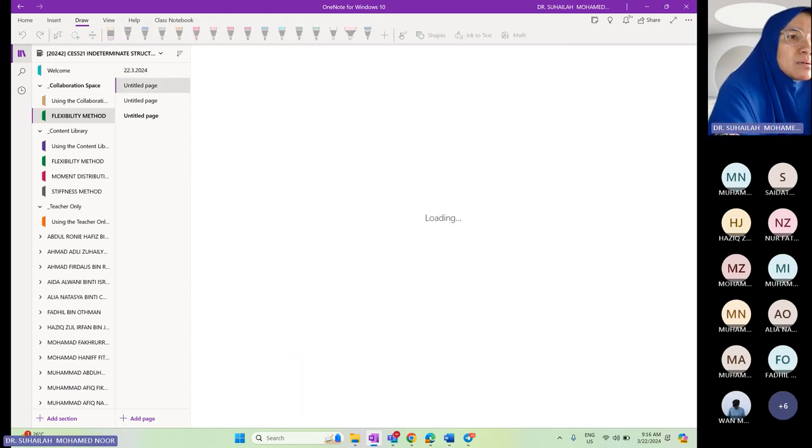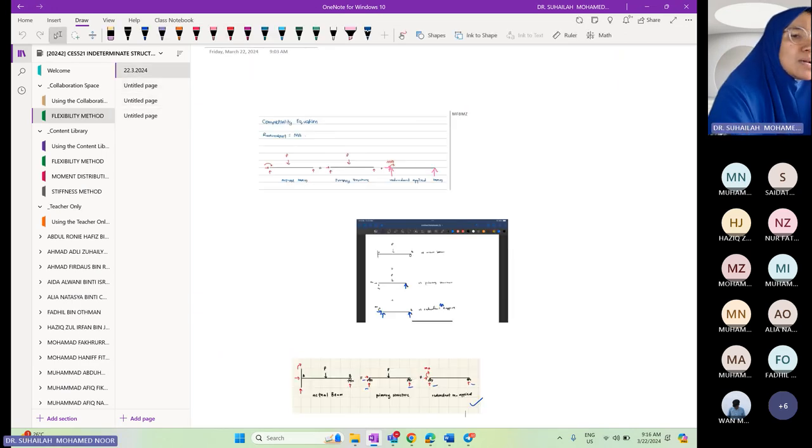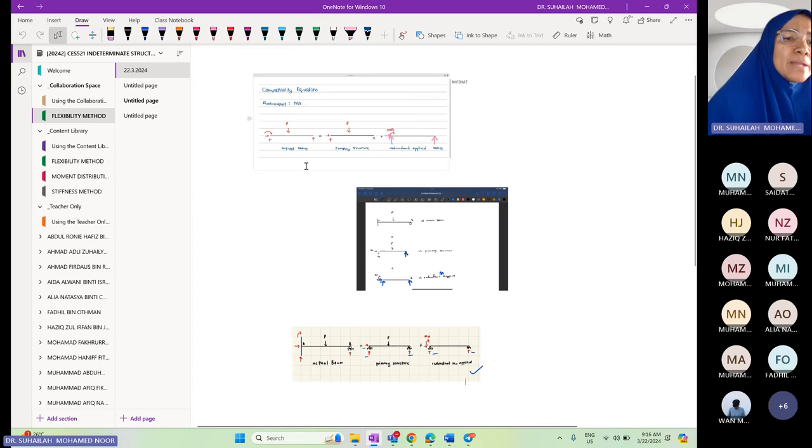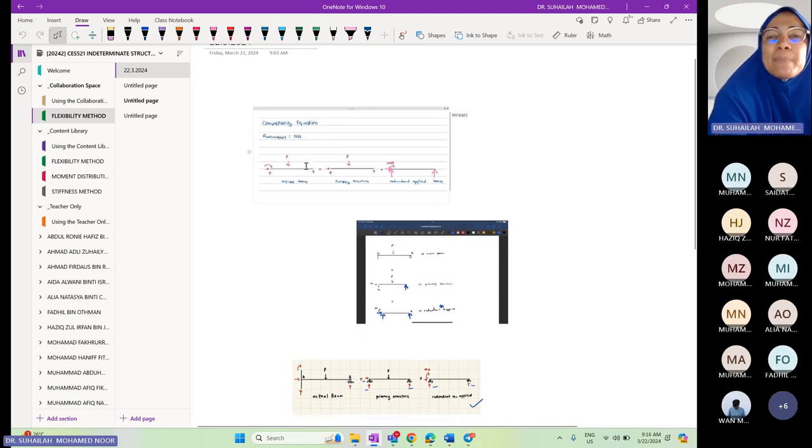Ada yang tambah pages ke? Takkan. Okay. Letak dekat yang saya bagi tu. Saya letak date tu. Okay. Yang lain-lain boleh teruskan letak. Okay, nanti saya komen. You boleh nampak lah. Saya boleh komen lepas ni.